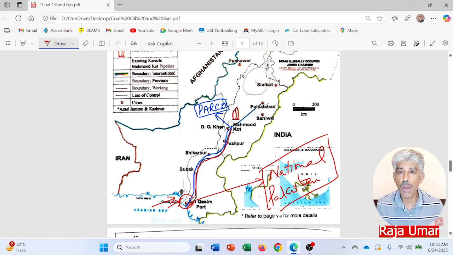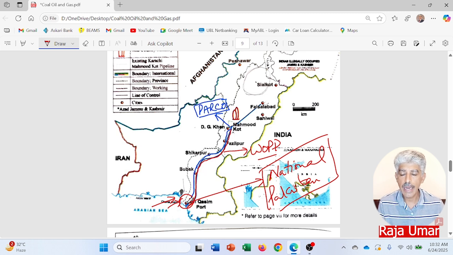As you know, when the oil is refined, its color changes to sort of transparent, like petrol and diesel. So that is transported through this red line I have drawn, which is known as the white oil pipeline project, and it is laid down by PARCO.